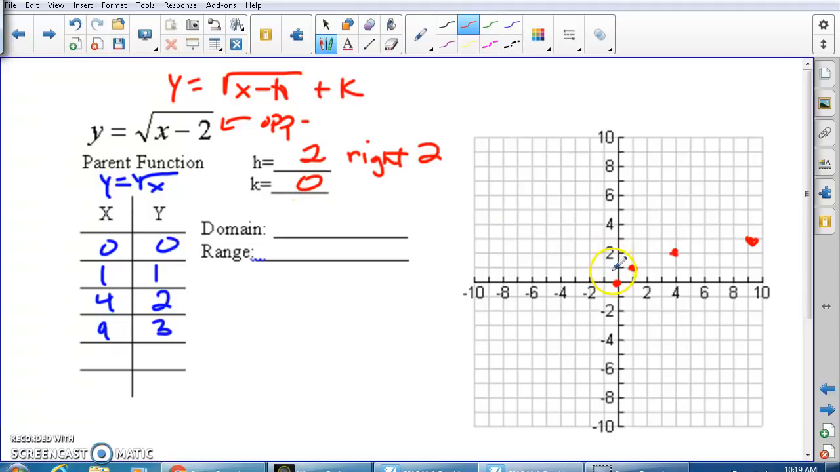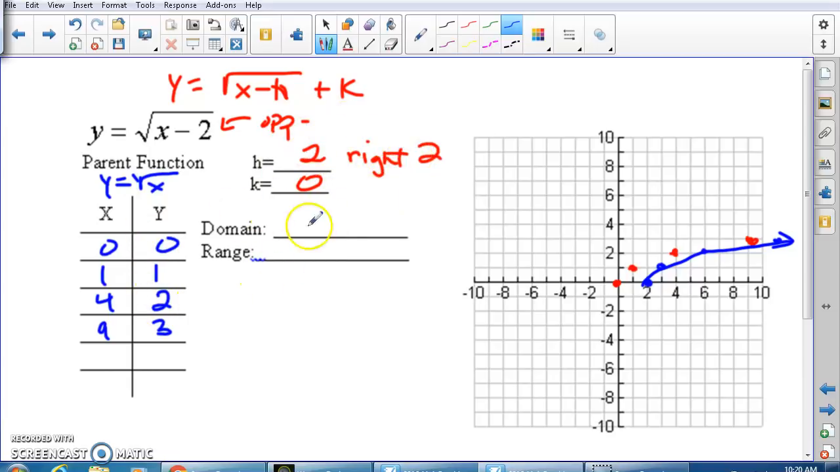So I'm going to come here. I'm going to use blue. So I'm going to shift all of the coordinates, the red coordinates, 2 to the right. So this will go off. And then I will draw in the blue coordinates. I'll connect those, and this would be the graph of this function. So you're always going to plot the parent function coordinates and then shift.